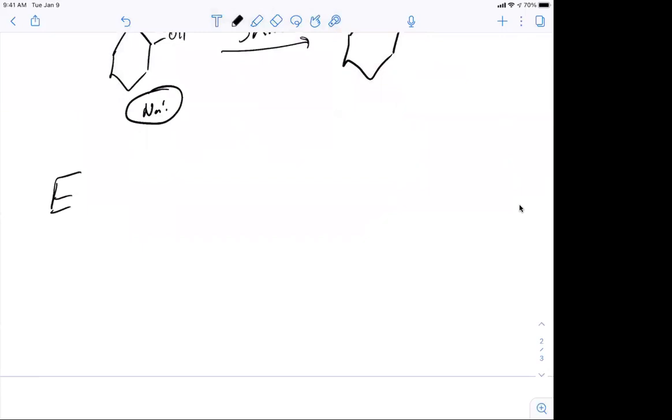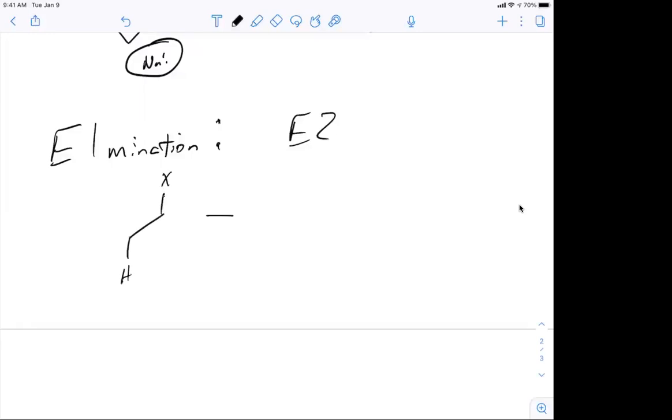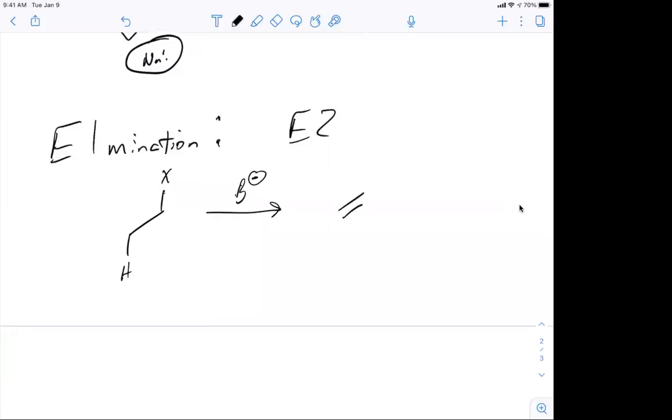So instead of moving into unimolecular substitution, we're going to go ahead and look at elimination. On Monday, we looked at the different types, and here we're going to look at E2 eliminations. Generically, what's going to happen in an elimination is my base is going to react with my substrate.